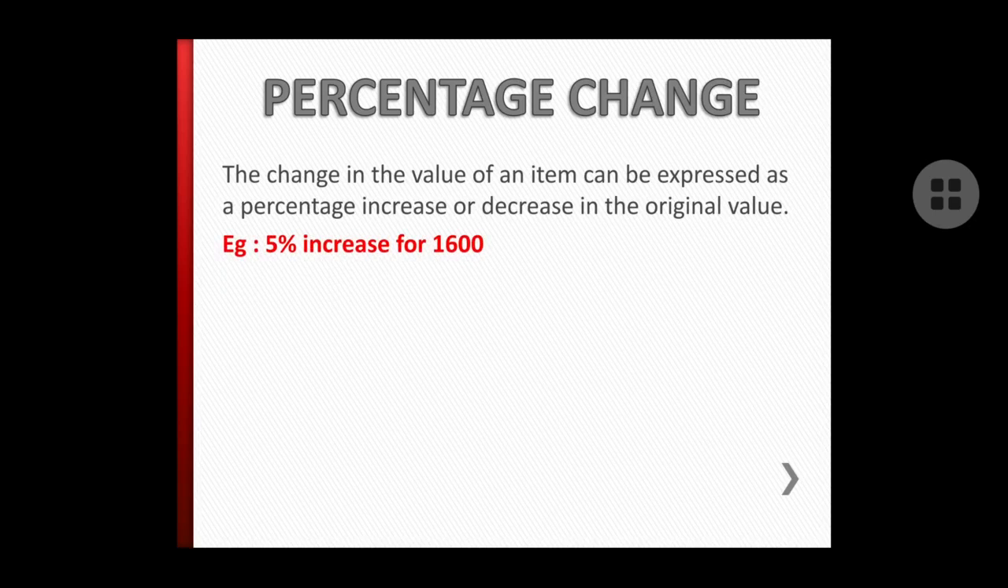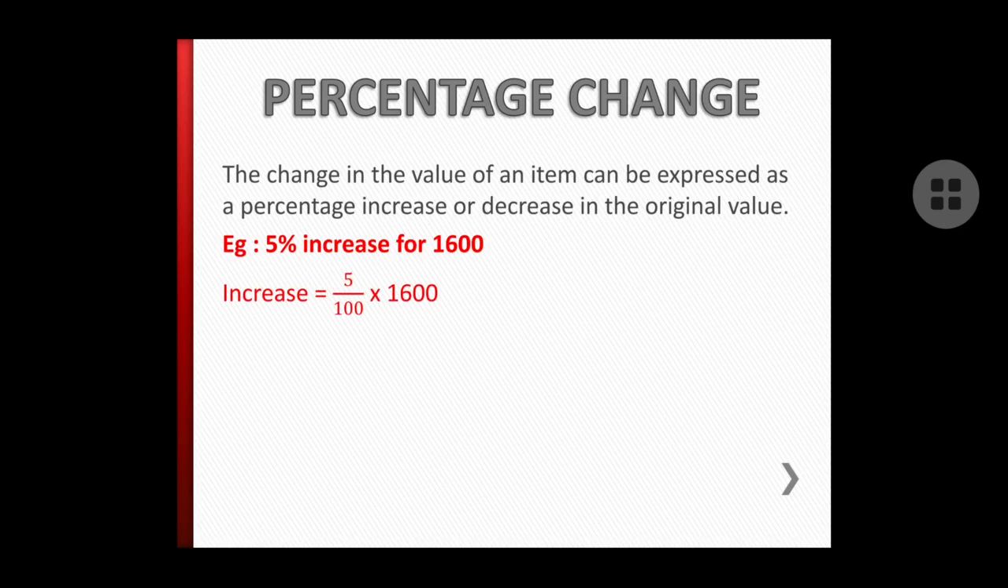First I will explain with an example. There is a number 1600, and there is a 5% increase. What is that increase value and what is the new value? These two we will see now. There are two methods. The first method will give you the increase amount and then the increased value. The second method will directly give you the increased value. As I explain, you will understand more.